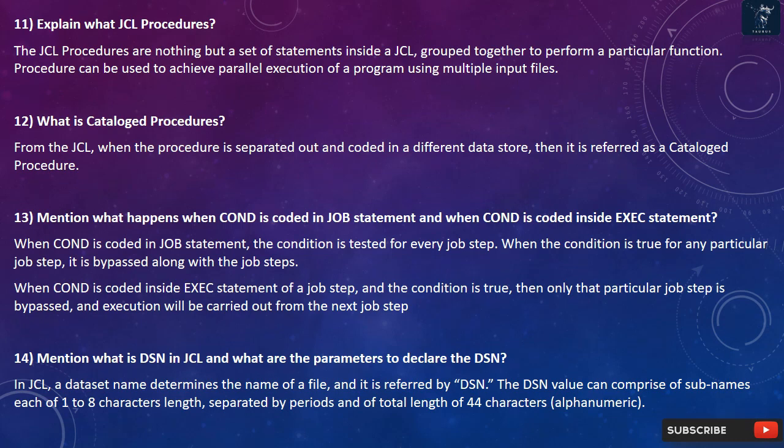14. Mention what is DSN in JCL and what are the parameters to declare the DSN. In JCL, a dataset name determines the name of a file, and it is referred to by DSN. The DSN value can comprise subnames each of 1 to 8 characters in length, separated by periods, and of total length of 44 characters, alphanumeric.